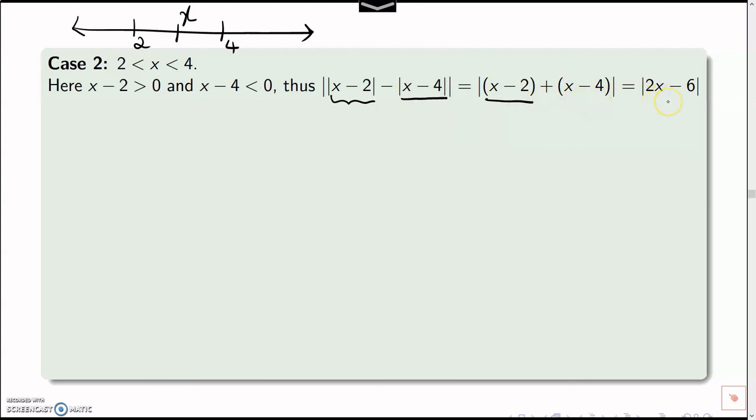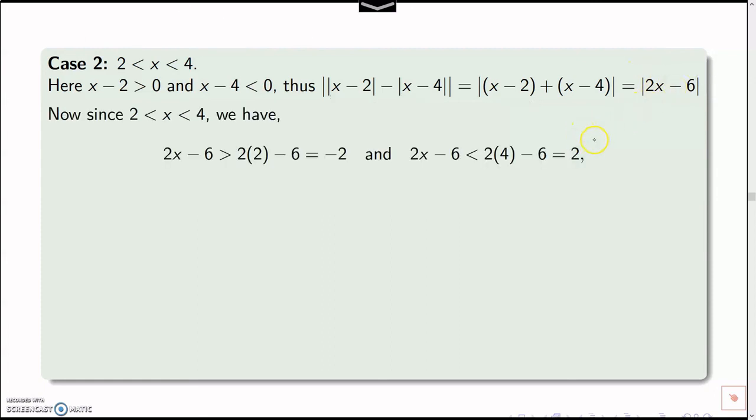And that will give you modulus of 2x minus 6. So directly from here we cannot decide whether the points lying between 2 and 4 are coming in the set A or not. So we'll have to analyze this further. Now x lies between 2 and 4, that's what our second case is.